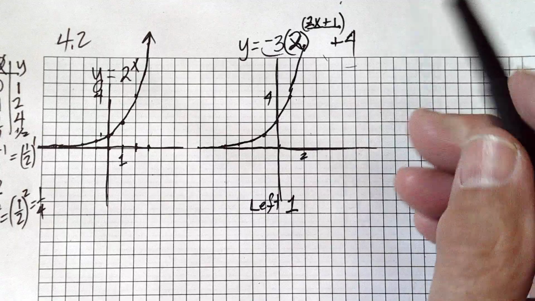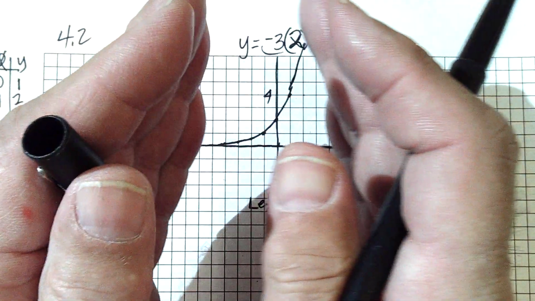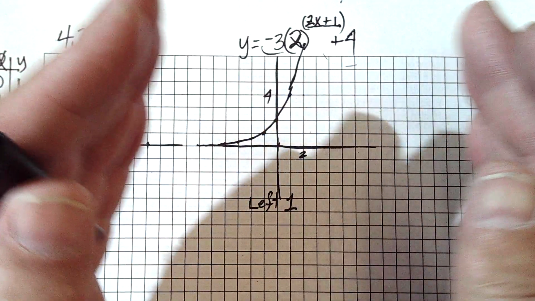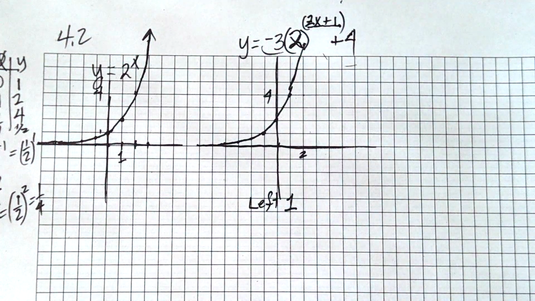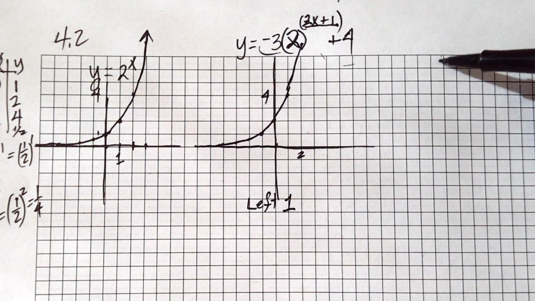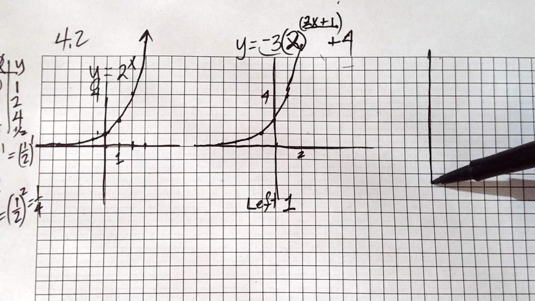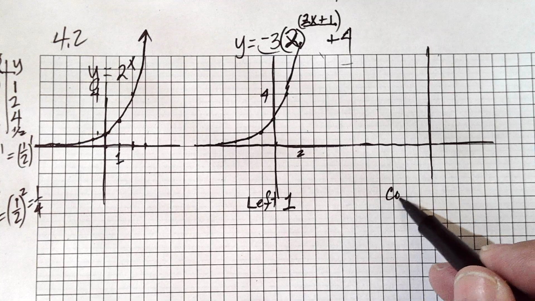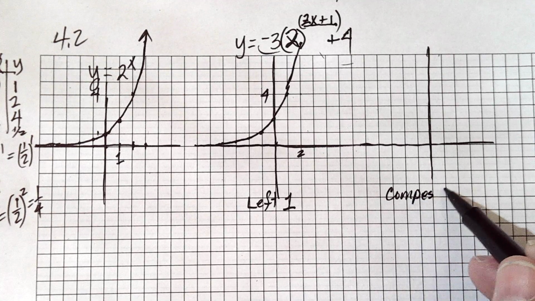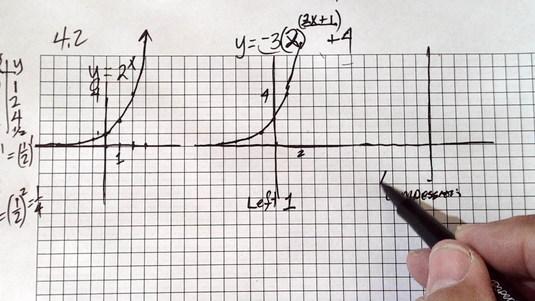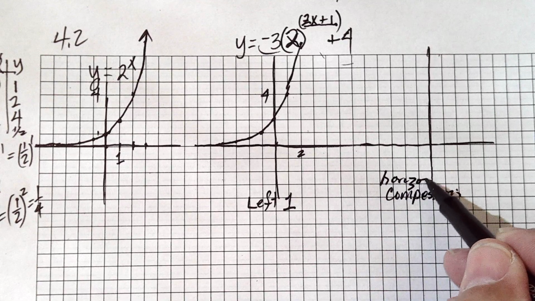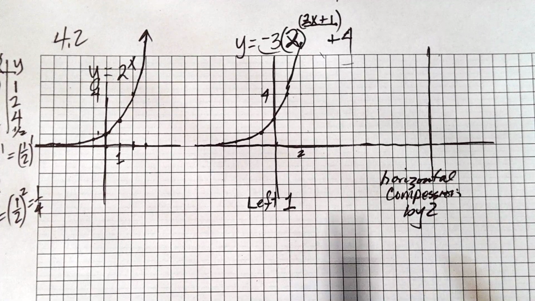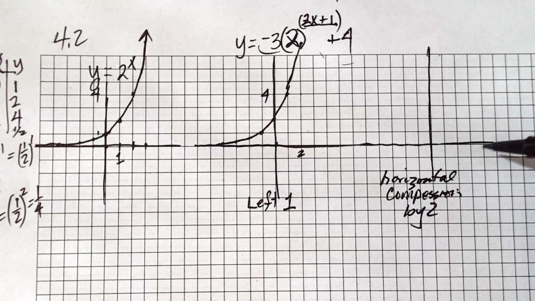Now, since we're doing the inside, let's continue. The 2 times, again, that's working horizontally. We think it would stretch it twice as wide, but it's on the inside, so it does the opposite. So everything gets half as far. So this is a horizontal compression by a factor of 2, half as far from the y-axis.